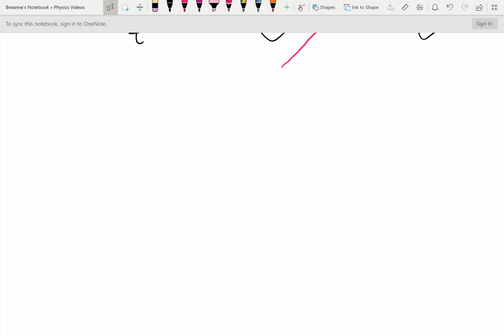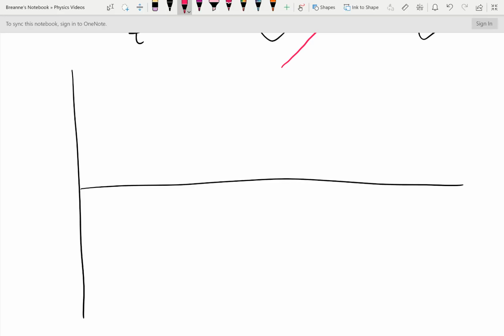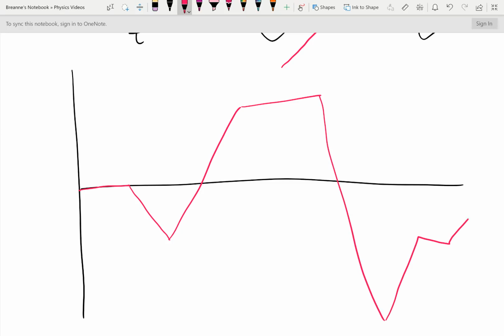On 19, it says, what is happening in the graph? So just kind of describing what's happening in the graph. I'm going to draw a very rough sketch of the graph so I can have something to go off of, but it's going to be extremely rough. There we go. And we're not going to worry about numbers. We're just going to talk about what's happening.